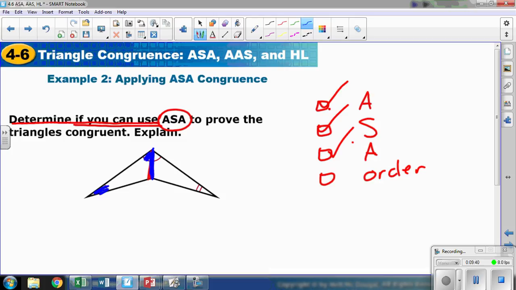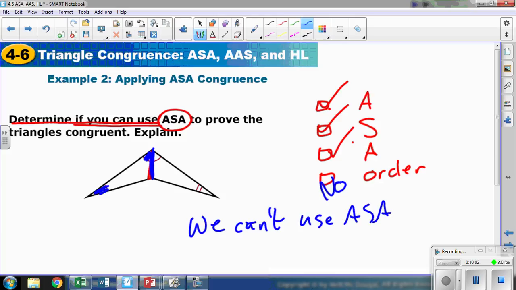Here's an angle, and the side. To use angle, side, angle, we have to have the included side. Is that side in between the two angles you're using? No. And because we do not have the correct order, we can't use angle, side, angle. We know that we can't use it because the order is wrong. We were not able to check off the order box in our checklist. That's why we can't use it.